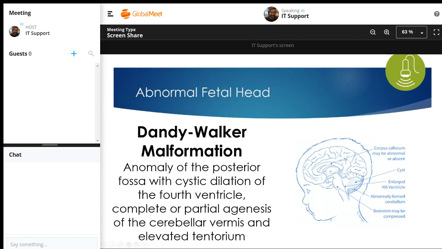All right, we're back. So we're going to talk about Dandy-Walker malformation. When we were talking about the cerebellar vermis in the normal image section, the area that connects the two lobes of the cerebellum and how important that was, Dandy-Walker is going to show us why that's important. Dandy-Walker malformation is an anomaly of the posterior fossa with cystic dilation of the fourth ventricle, complete or partial agenesis of the cerebellar vermis, and elevated tentorium.